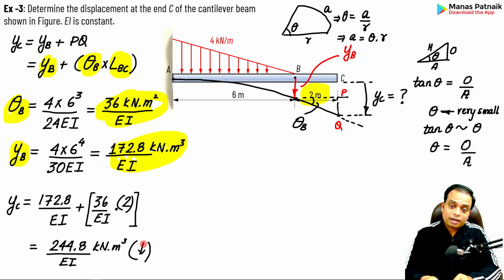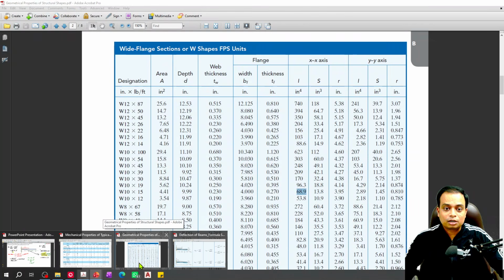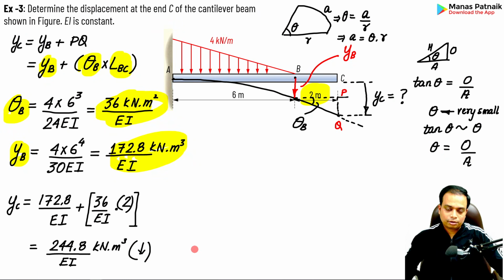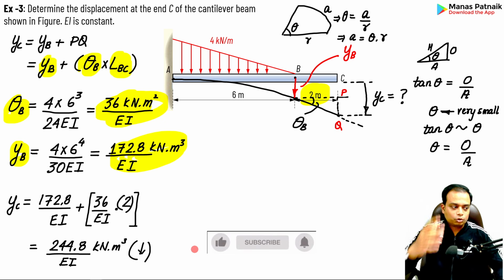This is how you have to fine tune your brain whenever you're using the method of superposition. The prerequisite is you need to understand how to use the formula table, the geometrical properties, and the mechanical properties. This is the geometrical property, this is the mechanical property, and this is the formula table, which I'm sure will be given or allowed in the examination hall, should you be taking a test on method of superposition.